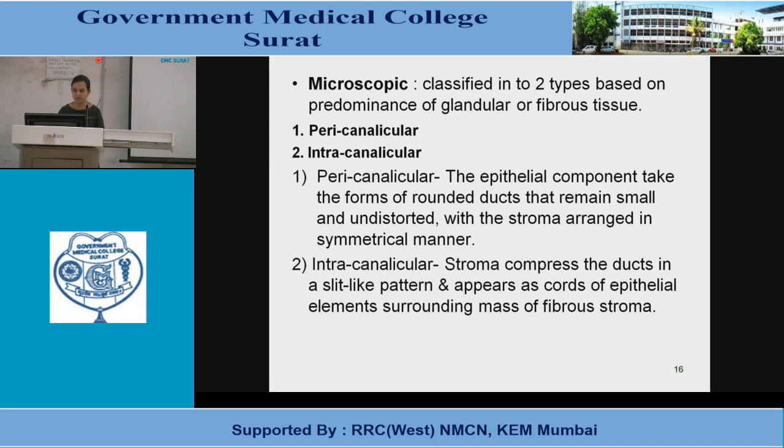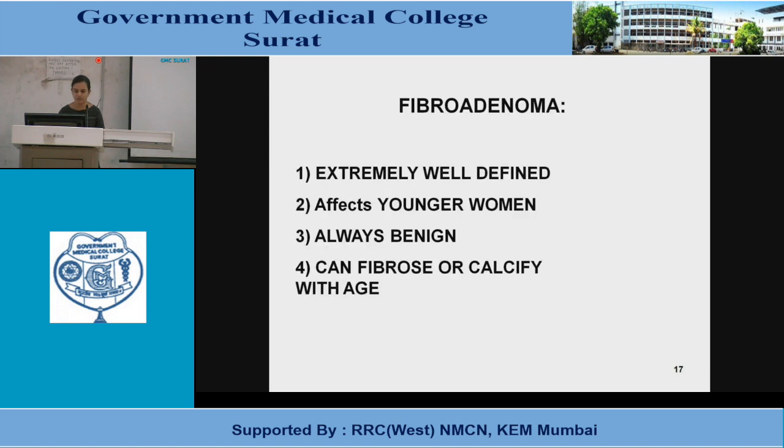Pericanalicular, the epithelial component takes the form of rounded ducts that remain embedded, small and undistorted within the stroma, and these are arranged in a symmetrical manner. Intracanalicular in type, stroma compresses the ducts in a slit-like pattern, and therefore it appears as cords of epithelial elements surrounding the mass of fibrous tissue. So fibroadenoma is extremely well defined. It affects younger women, always benign, can fibrose or calcify with age.